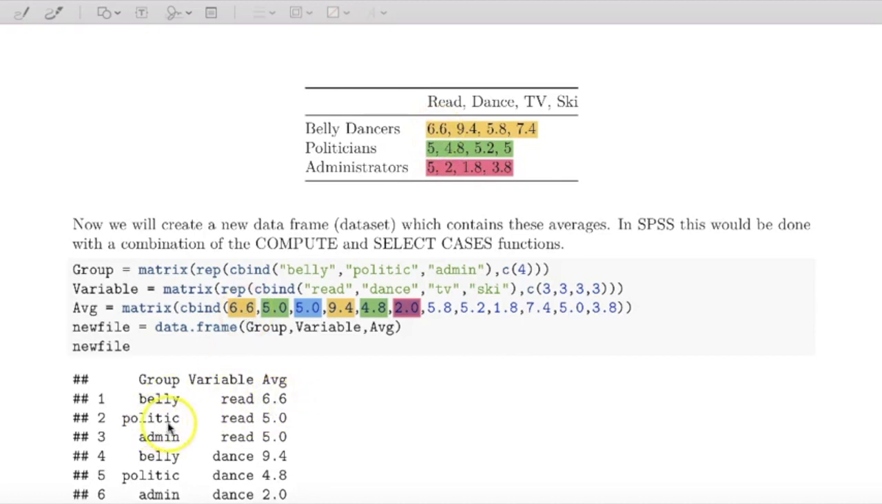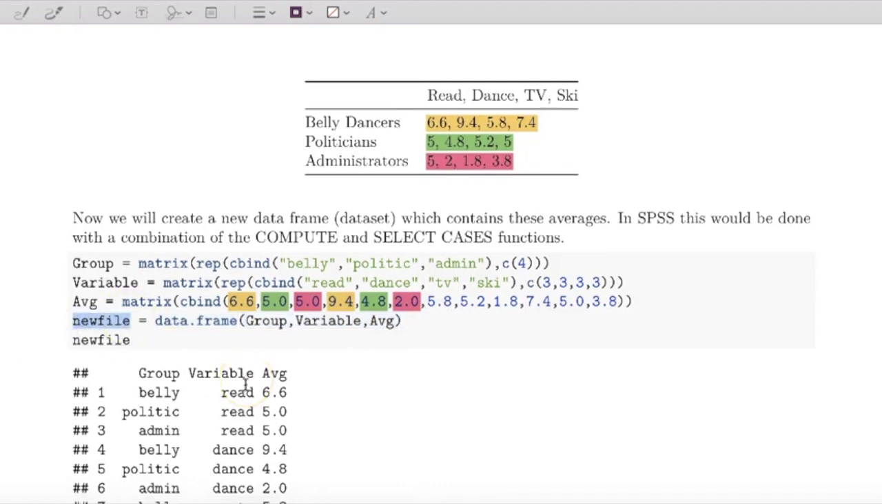The next thing I need is politicians reading. So I go politicians and reading. That's a 5. The next thing I need is administrators reading, which is also a 5. So it would be this 5. Oops, it should be pink. You know what I mean. And then you repeat that until it's created. Then I went ahead and created a data frame. I just joined those columns and I call that a new file.